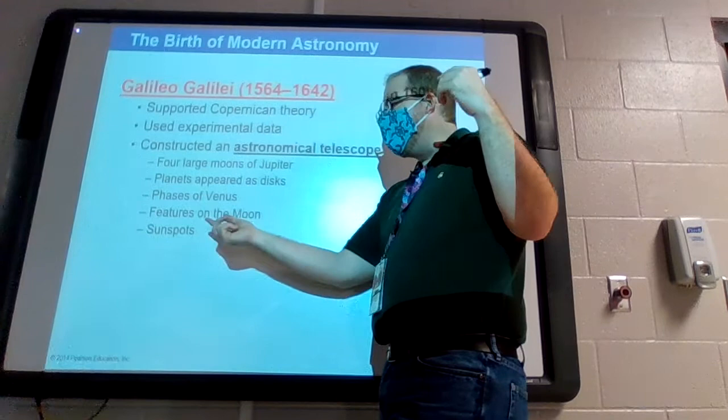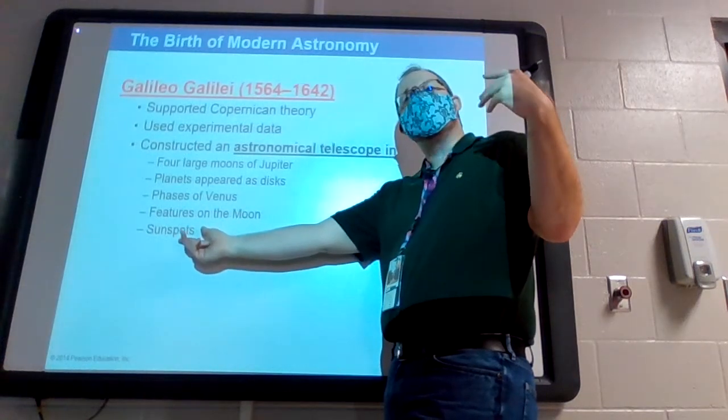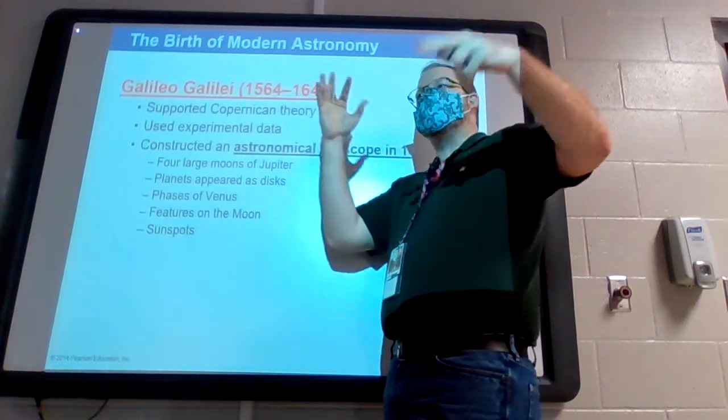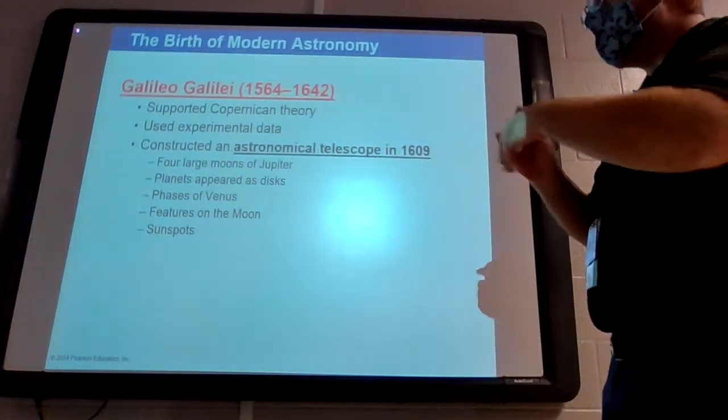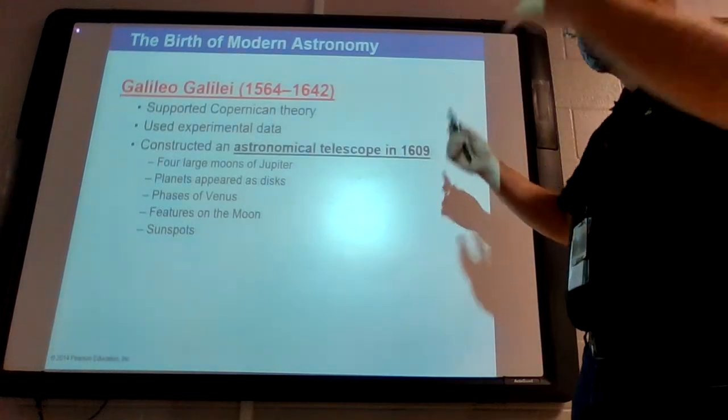He also noticed some features on the moon, like the Marias and the Highlands, which we can still see today. He was the first person to see sunspots and see that there was dynamics on the sun. There were dark spots, there were lighter spots, there were things happening. It wasn't just a static light that was being emitted.